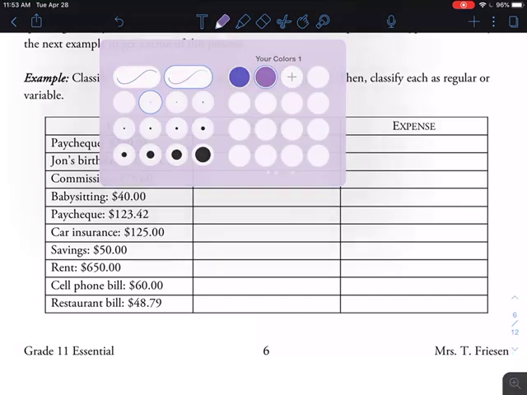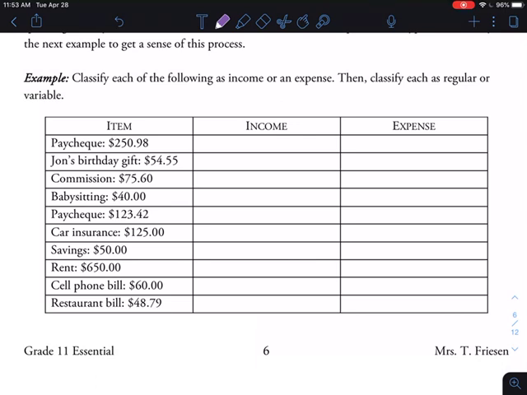I don't know, for fun, whatever. We are going to classify each of the following items as income or expense, and then we're going to come back to the chart a second time and then classify each income or expense as regular or variable. Okay, so just to practice those definitions that we just looked at. So first of all, we're going to look at whether this is an income or an expense, and then regular or variable. So first of all, paycheck, that's income, right? That's when you're getting paid.